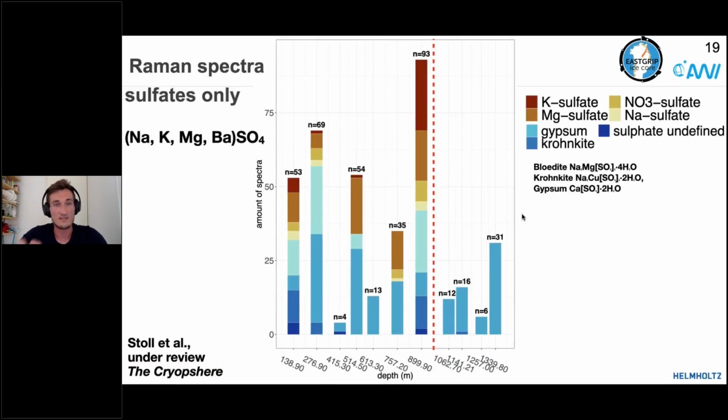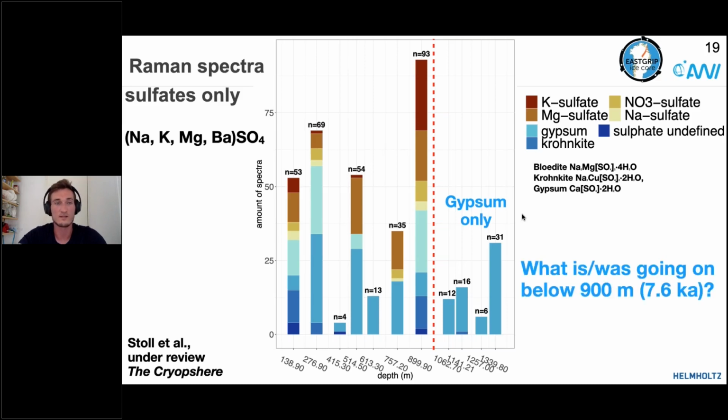And here again in detail, these are only sulfates now. On the left, above 900 meters, you can see there's a variety of sulfates: magnesium sulfates, nitrate sulfates, gypsum, of course, and some undefined sulfates. And below 900 meters, we only find gypsum, except one little inclusion, which was not gypsum, but another one, chronkite. So this is really something new. We weren't aware of this before. And yeah, gypsum only here.